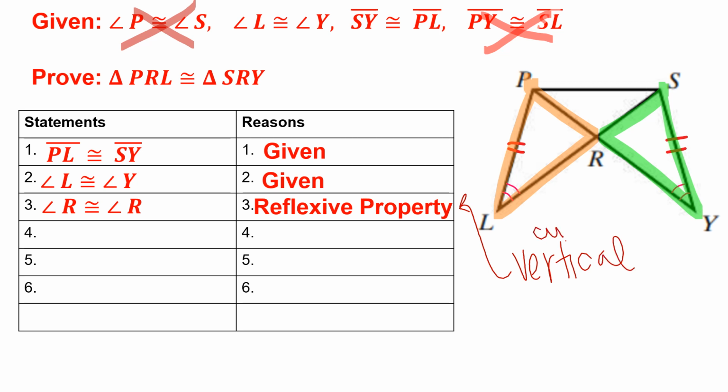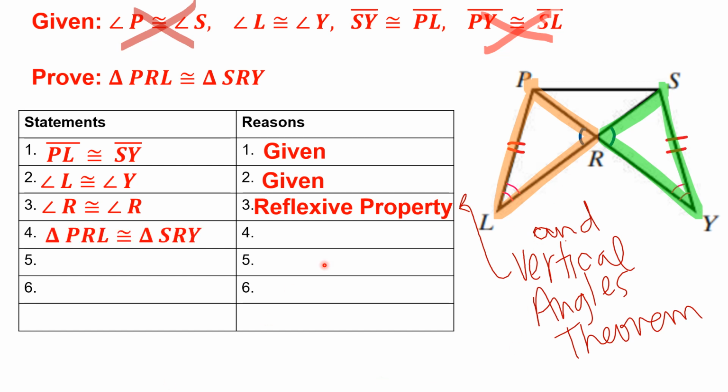So I'll add that in there as well: reflexive property and vertical angles theorem. All right, so let's mark that with our little congruent tick marks. Now we've got three things marked, so I think we can jump to our triangle congruent statement.